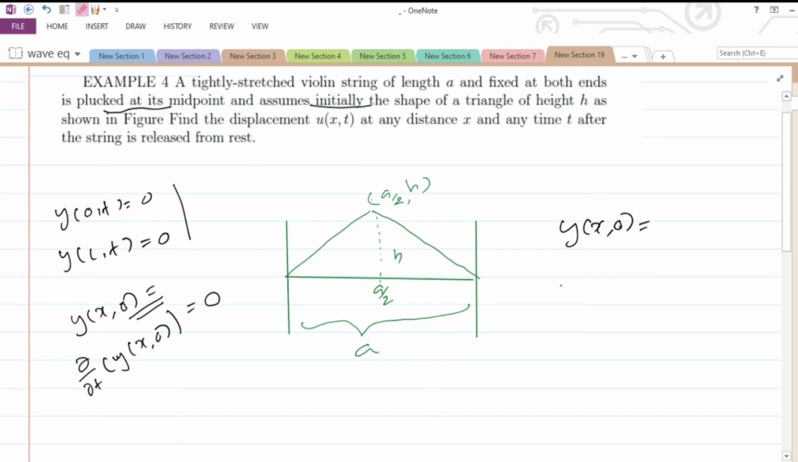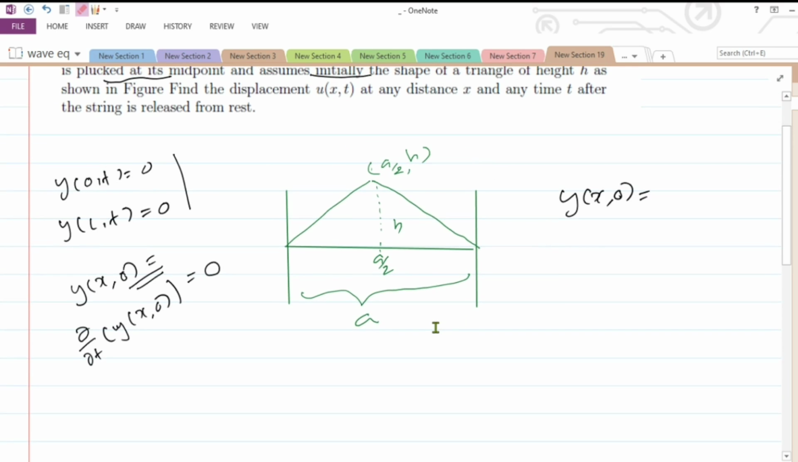So initially the shape is as in the figure. It is plucked at the midpoint, a by 2, and the height is h. So we can assume this shape, for that we have to say A, B, C. To define the shape we have to find the function of AB, that is the function of this line AB.